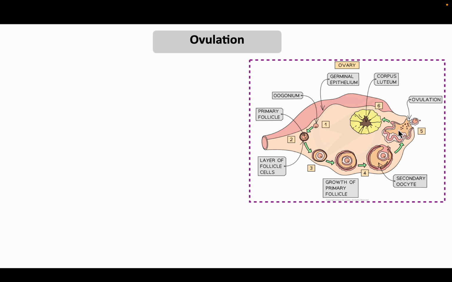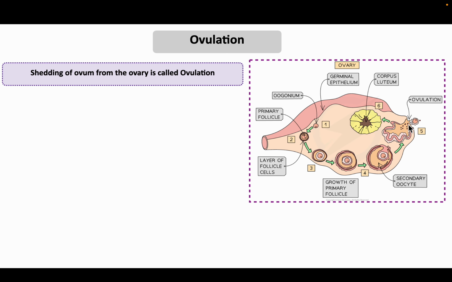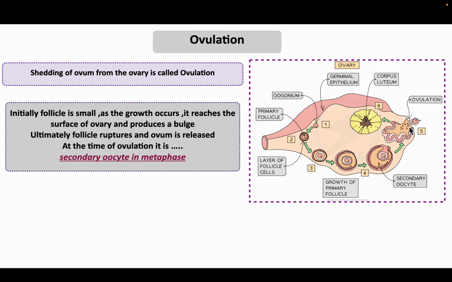The liberation or shedding of the ovum, or secondary oocyte, which is the better term to define it, that is, the secondary oocyte is released from the ovaries, is called ovulation. Initially the follicle is small. As growth occurs, it reaches the surface of the ovary and produces a bulge. Ultimately the follicle ruptures and the ovum is released. At the time of ovulation, it is a secondary oocyte in metaphase.